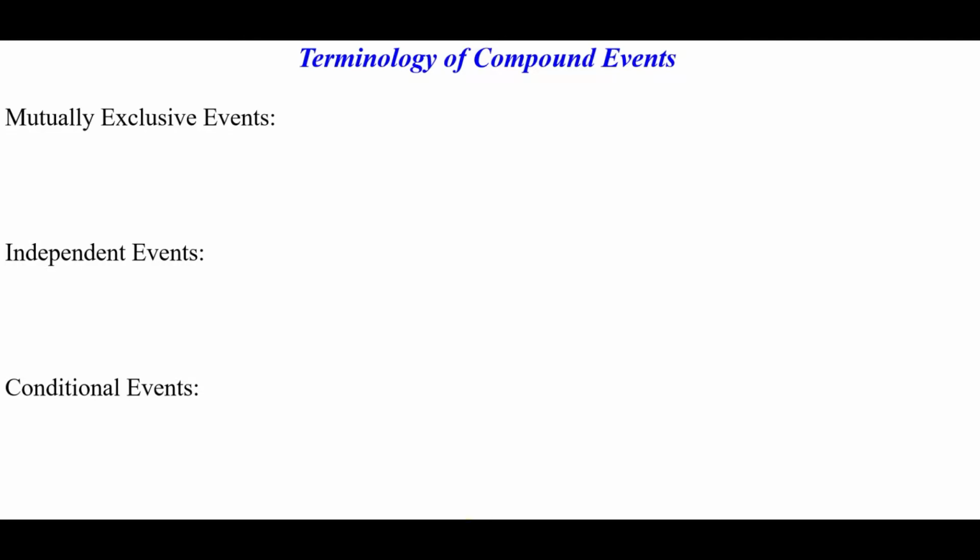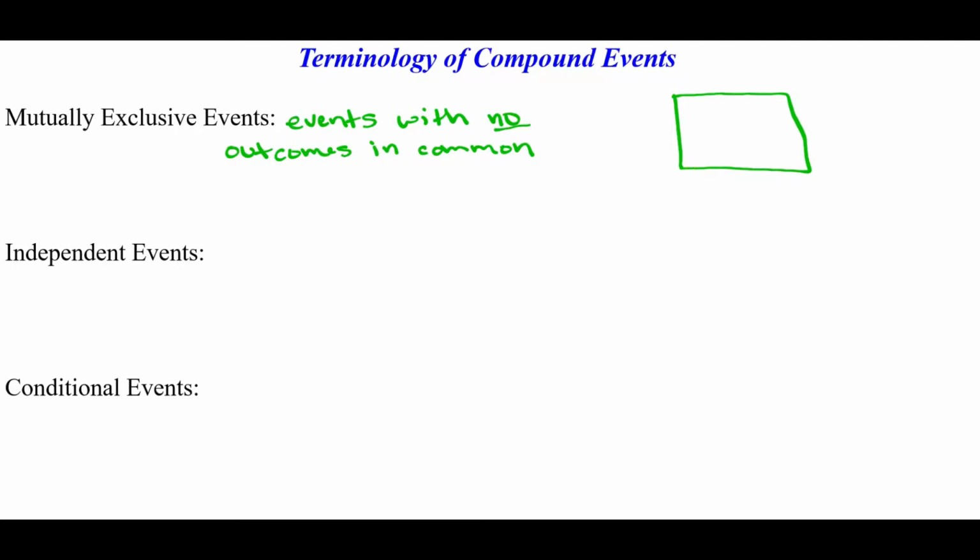Okay, a few other words that we need to understand. First we have mutually exclusive events, which are events with no outcomes in common. Visually, that might look like this. So this is our sample space, and this would be event A, and this would be event B. So if we're looking at it visually, there's no overlap between the two events.